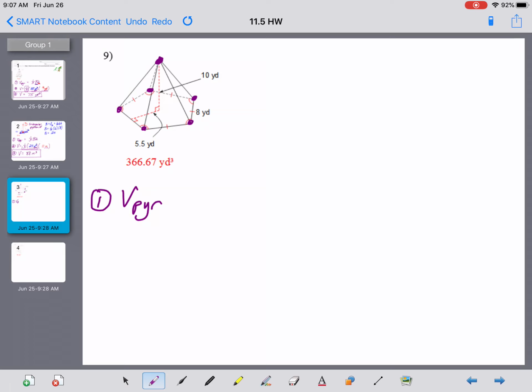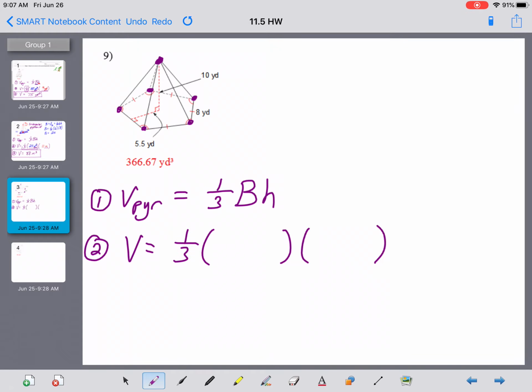Same formula now. Volume of a pyramid is still 1/3 times the area of its base times its height. We don't know very much right now, so we'll just draw the general framework of what's going on here with some blank parentheses for capital B and for H, and let's get to work.